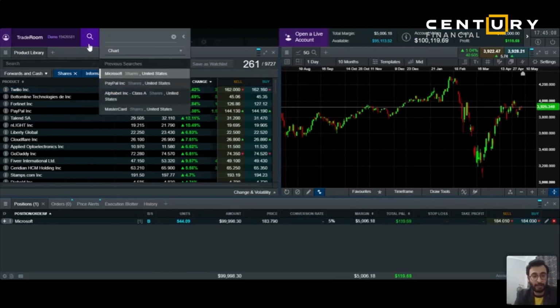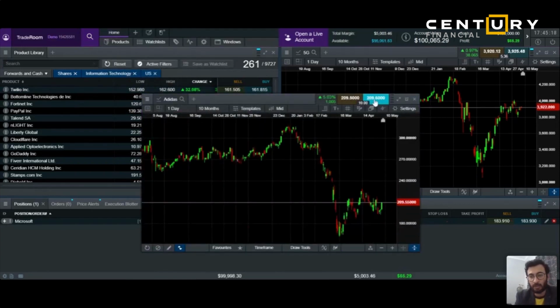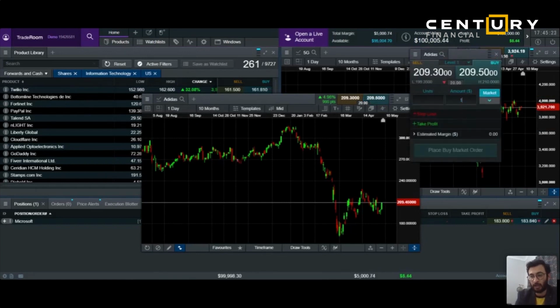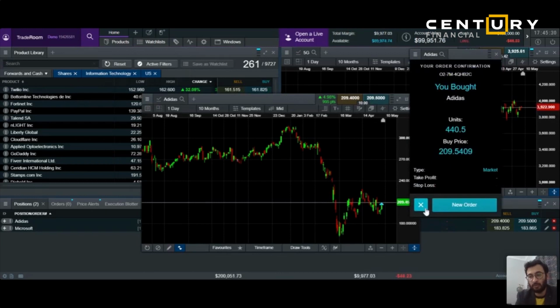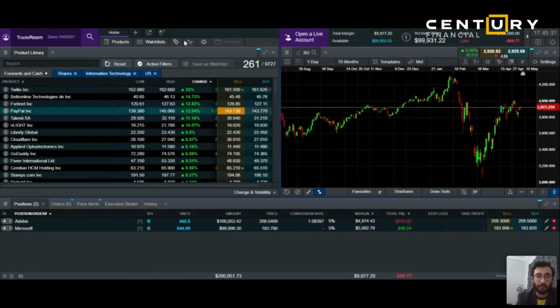So if you want to now buy, let's take the example of Adidas maybe. It's a European stock in Germany. It is 209. Let's say I want to buy $100,000 worth of Adidas shares. Margin blockage $5,000, 440 shares. I buy now. Now I bought Adidas also. Now the value of my portfolio is 200,000. I just put $100,000. This process is called leveraging the portfolio.